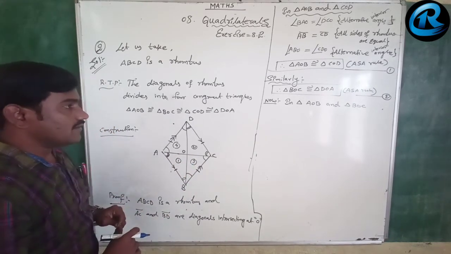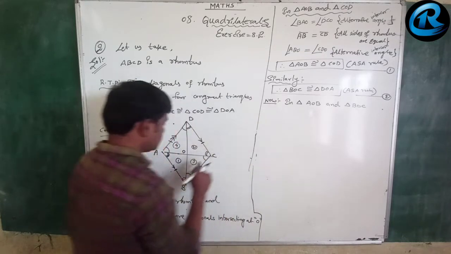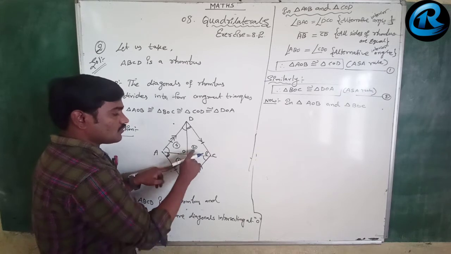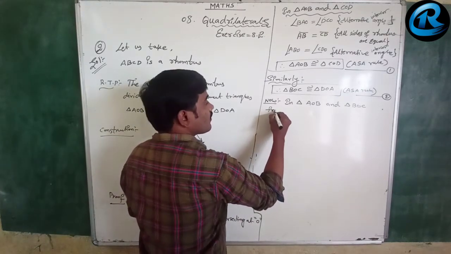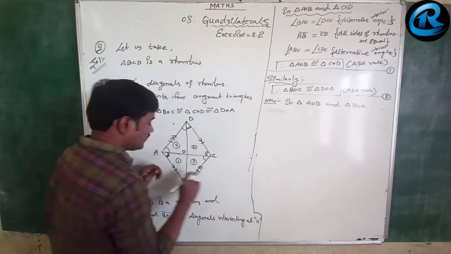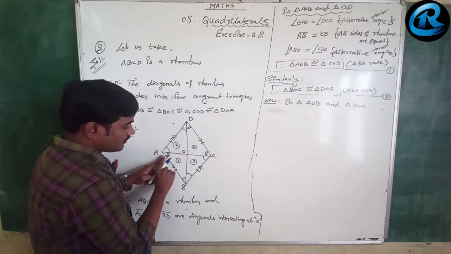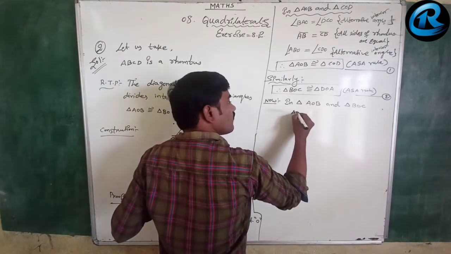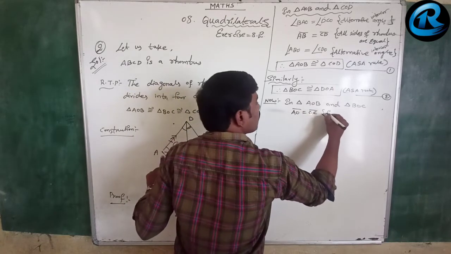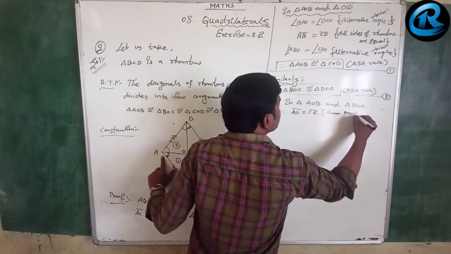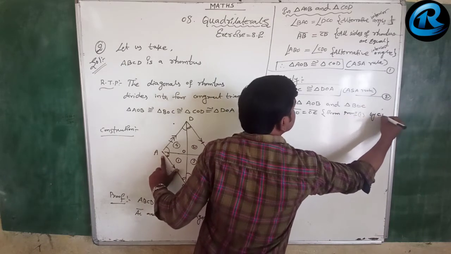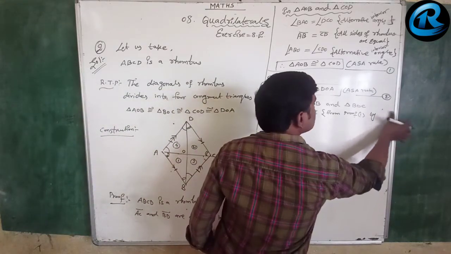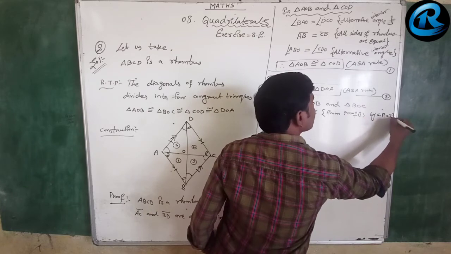By the side angle. From proof number 1, I will write that directly. Okay, we go for that. Here AO is equal to OC. AO is equal to OC. How? From proof number 1 by CPCT. By the CPCT rule. What is CPCT? Corresponding parts of congruent triangles rule.